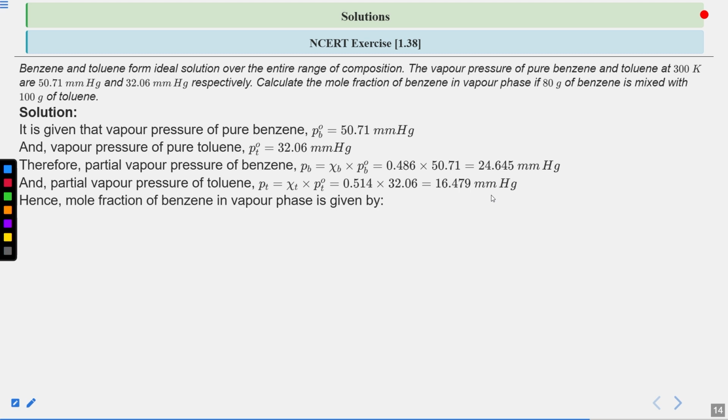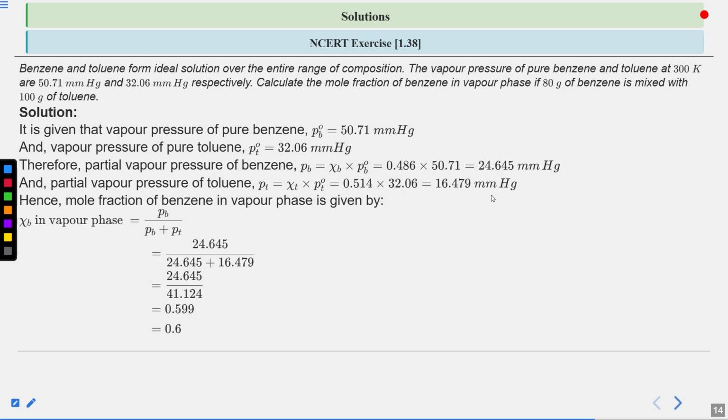What is the mole fraction of benzene in the vapor phase given by? It is given by the pressure of benzene in the vapor divided by the total vapor pressure. So the total vapor pressure will be the addition of both of these, and the vapor pressure of benzene is 24.645. If you put these values, you will get the mole fraction of benzene in the vapor phase, which is 0.6.